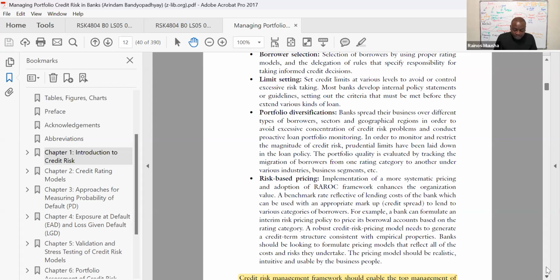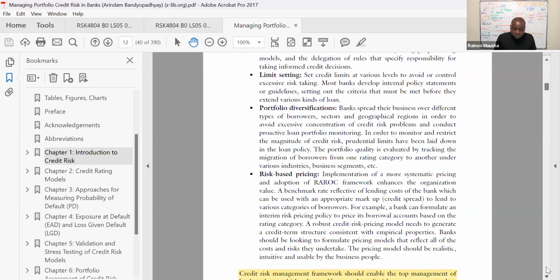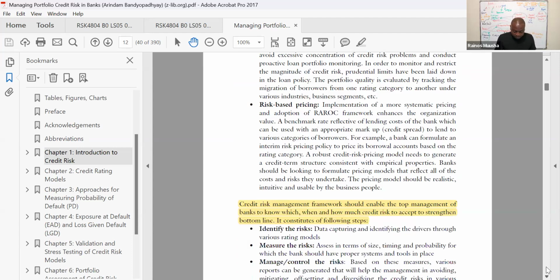For example, a bank can formulate an interim risk pricing policy to price its borrower accounts based on the rating category. So a robust credit pricing model needs to generate a credit term structure consistent with empirical properties. So banks should be looking to formulate pricing models that reflect all of the costs and risks they undertake. So the pricing model should be realistic, intuitive, and usable by the business people.